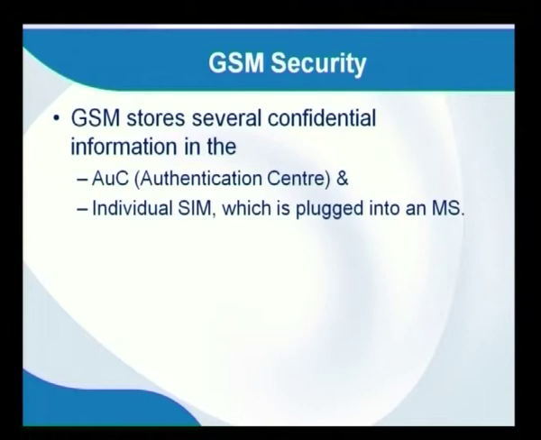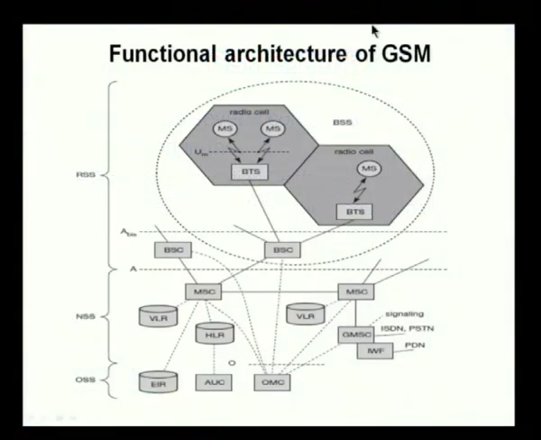The GSM network provides the security to the mobile users. To achieve the security or to handle the security issues, the GSM stores the information related to the security in two locations. So, one is authentication center, that is AUC, and the second one is the SIM card, that is the subscriber identity module. This is the overall functional architecture of the GSM network.